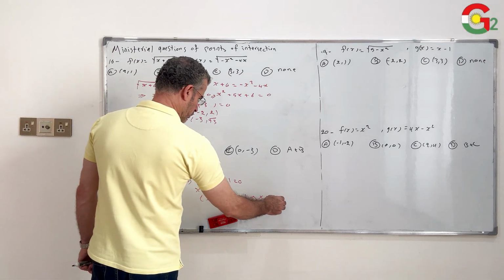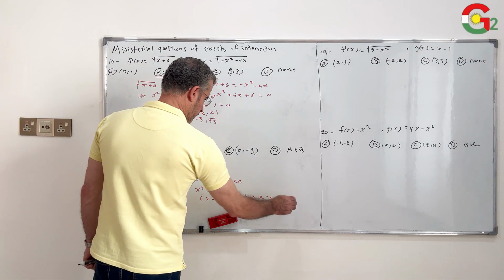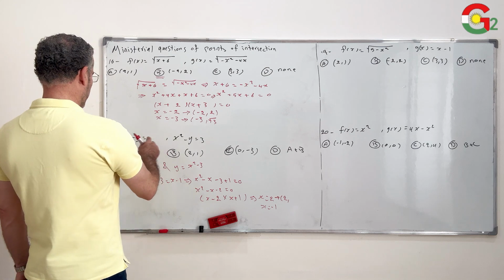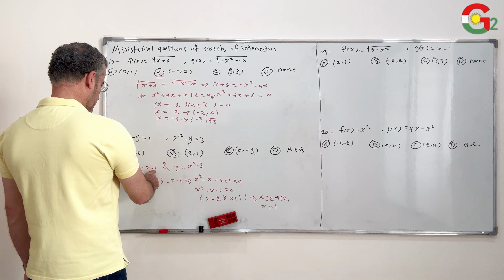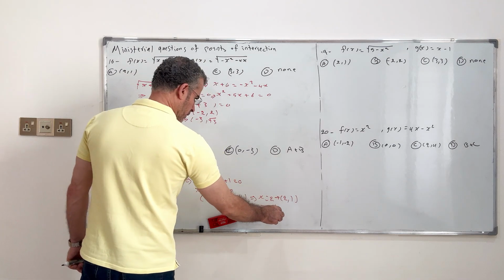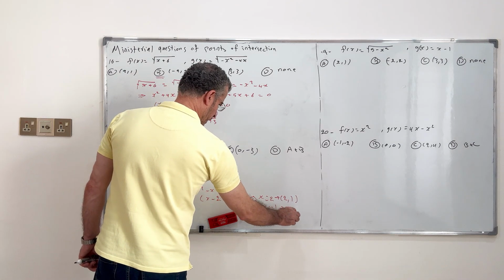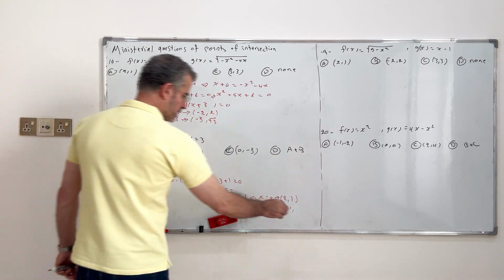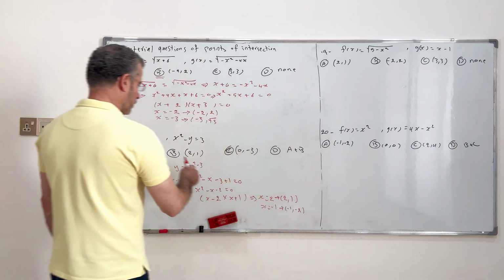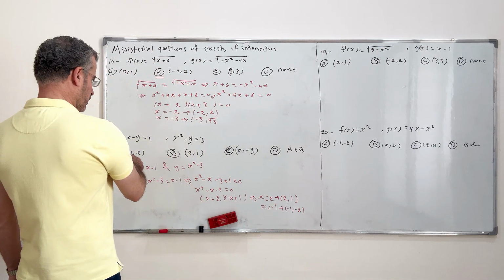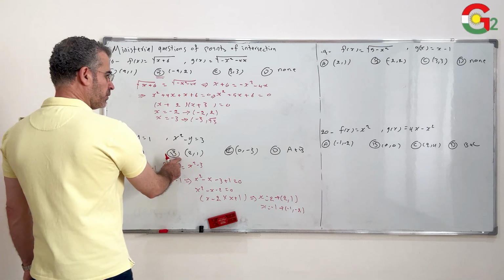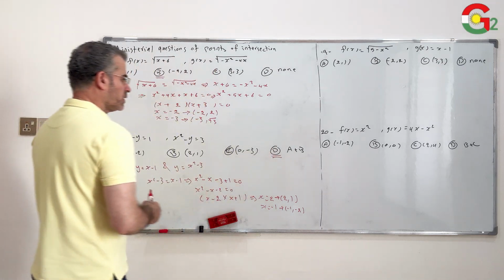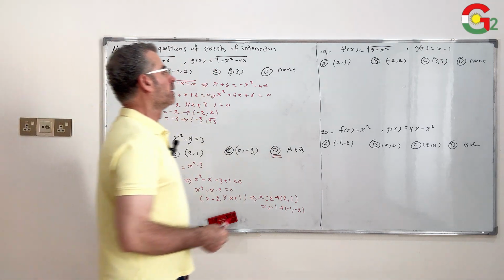When x equals 2, the y coordinate is 2 minus 1, 1. When x equals negative 1, it is negative 2. Where is the right choice? It's A and B. Choice number D.